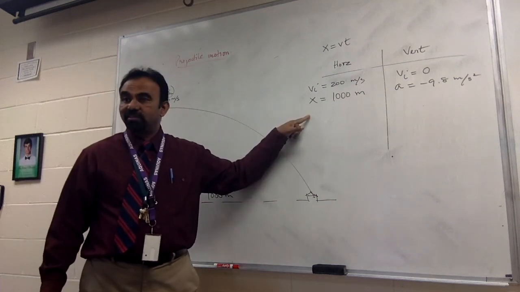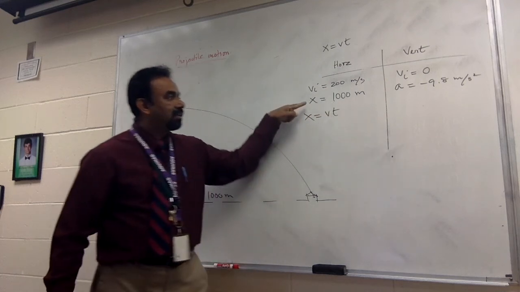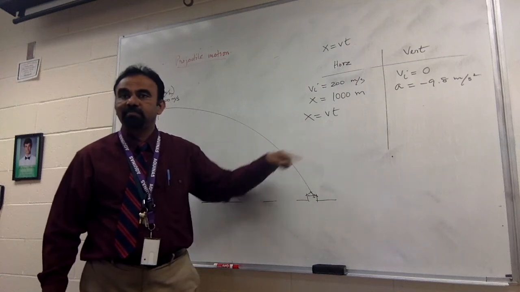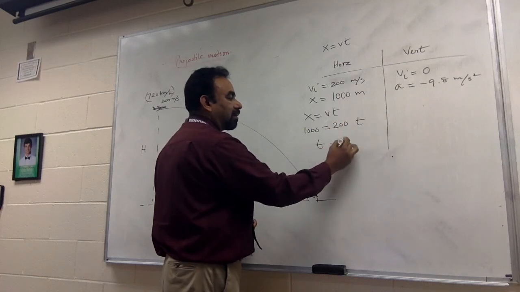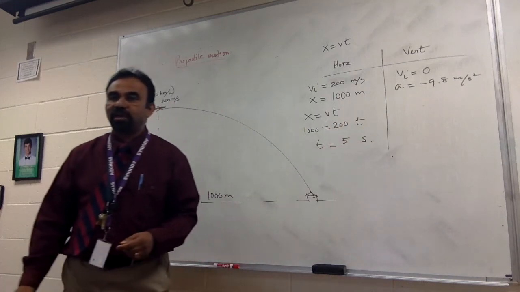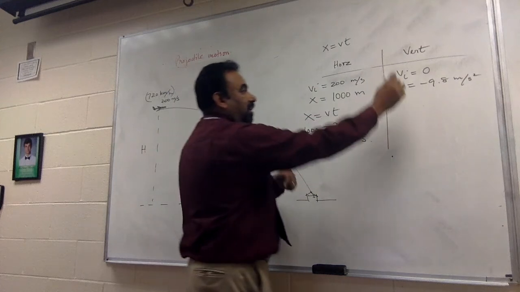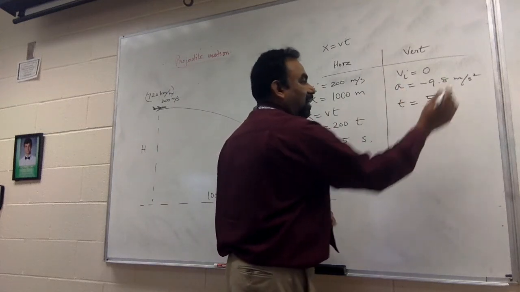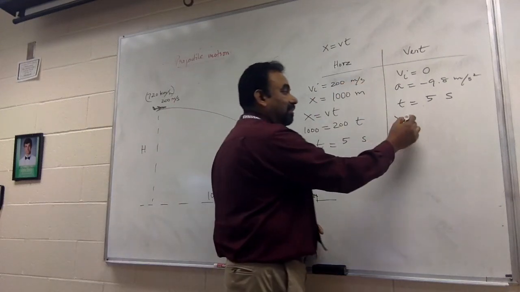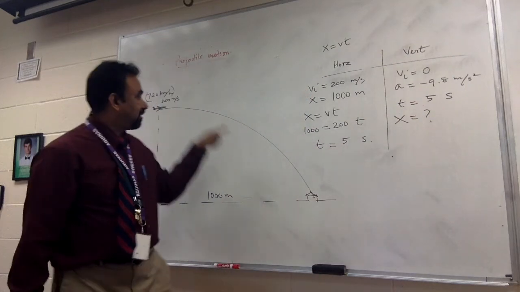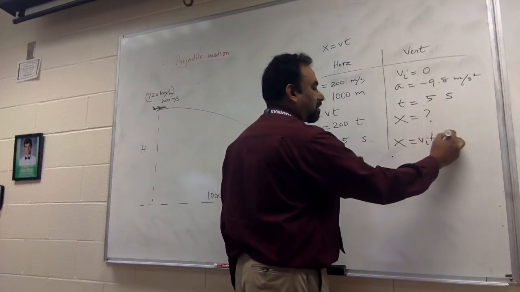But can you find the time on this side? Because x is equal to vt. You know x, you know v. Can you find the time? 1,000 equals 200t. What is t? 5 seconds. So as soon as you discover the time on this side, take it and put it there. So t equals 5 seconds because the time is common for both sides. Now we have three things. Can you find the height? What equation? s equals ut plus half at squared.